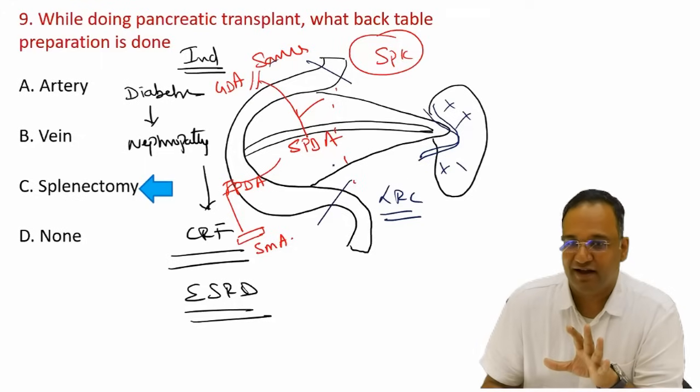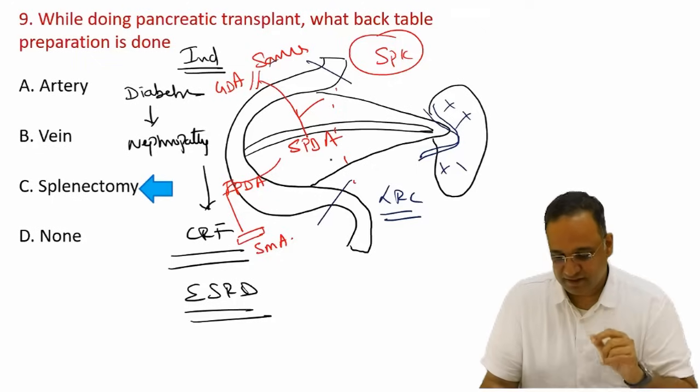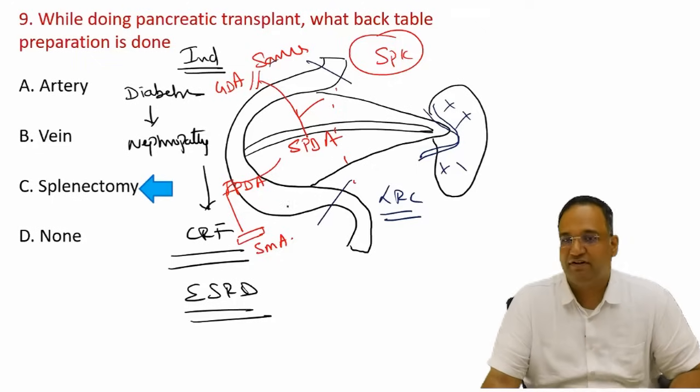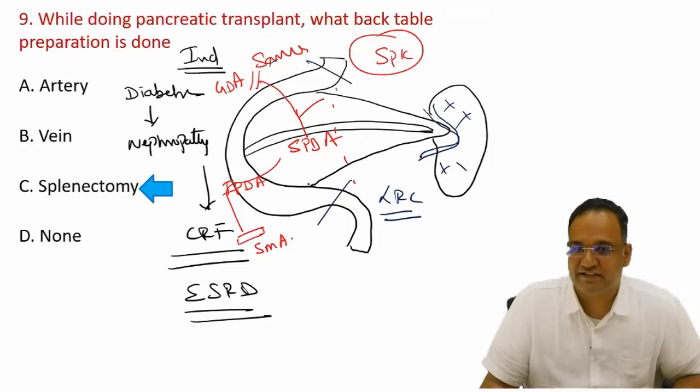input and the venous output, the superior mesenteric and the splenic vein. So you get a Y graft done arterially, then you attach that to the external iliac or internal iliac artery or vein. And then there are two types of drainages.